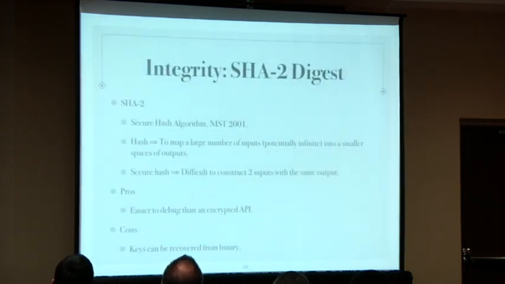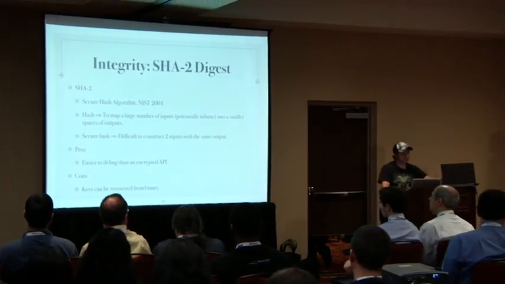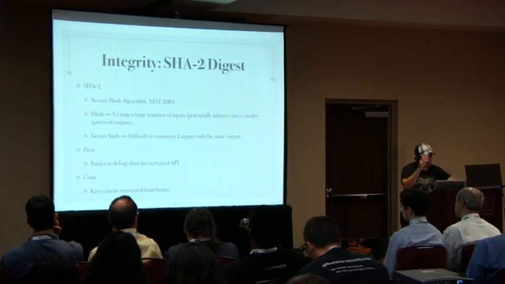So a little bit about SHA-2. SHA-2 is a secure hash algorithm formulated in 2001. Hash is basically mapping large amounts of data into a smaller space for the output, so it makes it easier to compare. Secure hash means it's difficult to construct two inputs with the same output. Difficult, not impossible. There are hash collisions, but they're pretty rare.